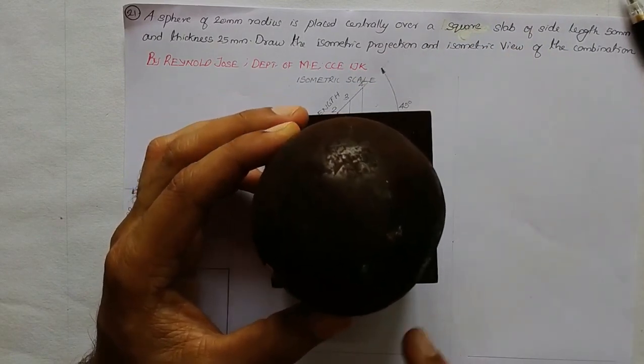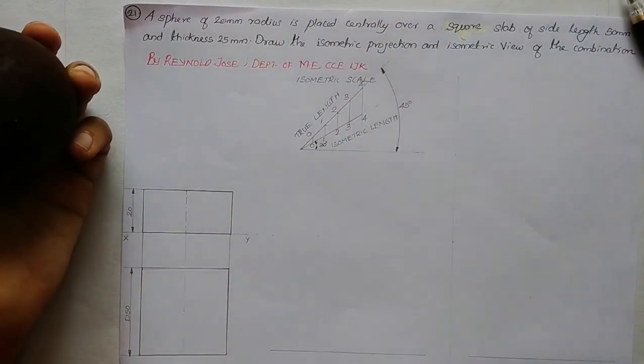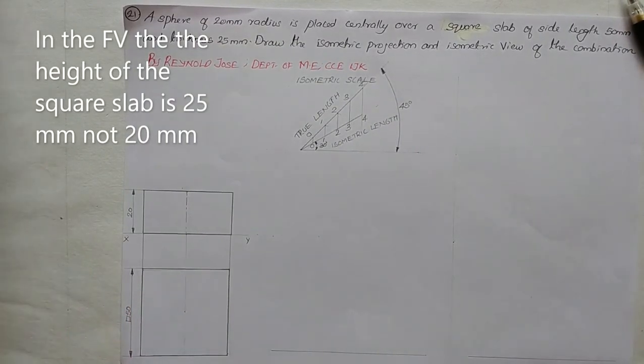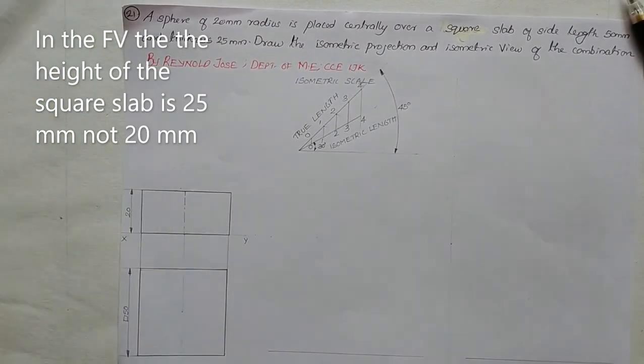So I shall draw it centrally to the center of the corresponding square slab. So here I have marked the center of the square slab. I shall take a radius of 20 and I shall draw a circle in this top view.